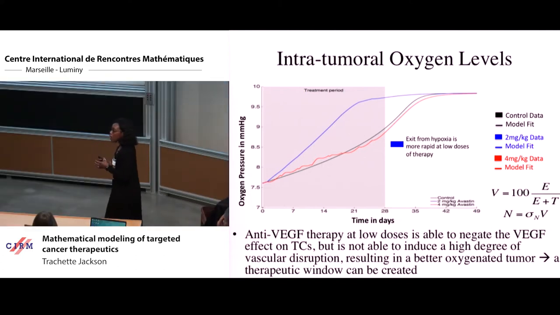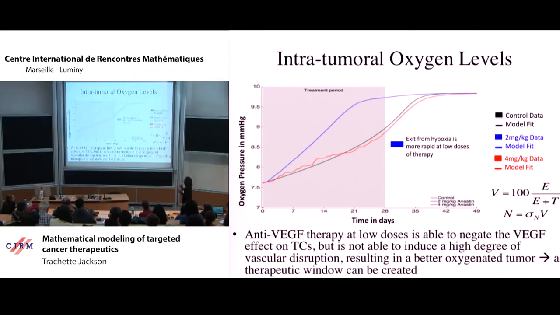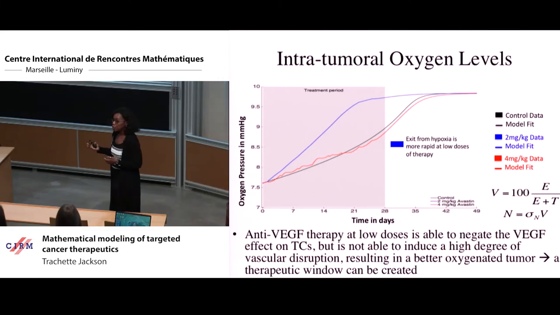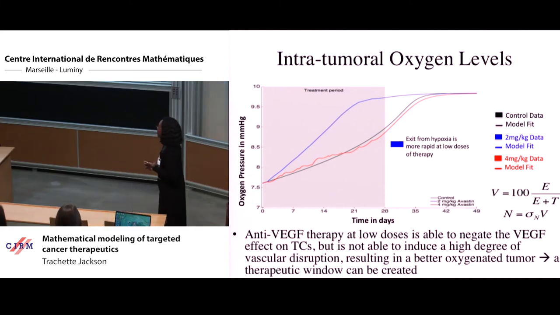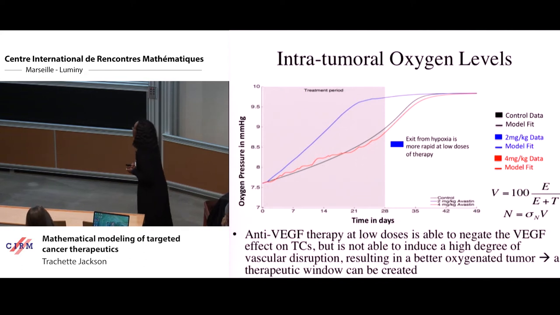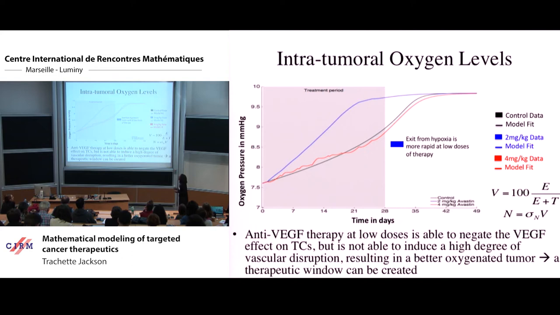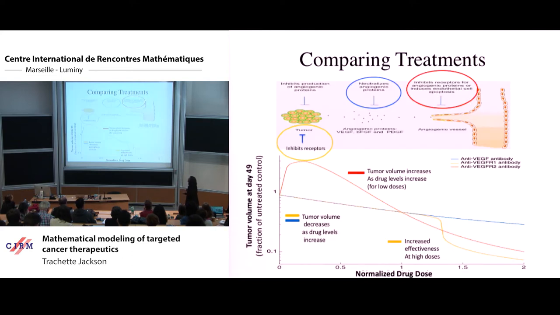So we have a smaller tumor that's much better oxygenated, right? So we've created this window where we can actually follow up with chemotherapies or other blood-borne therapies that would get to the tumor better because it's smaller with more blood vessels. With the higher doses, and even with the control, you definitely see that the oxygen levels are lower, even though the tumor is smaller. All right, so that's what happens with one drug.